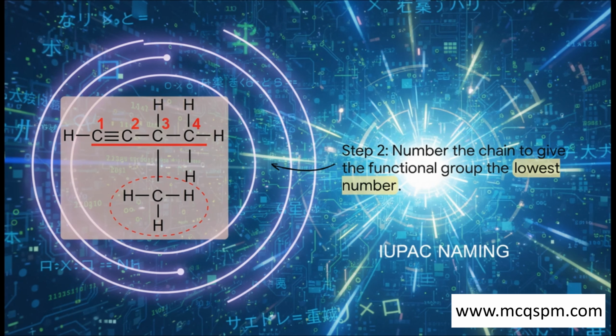So we're going to start from the right side, closest to the triple bond. That puts the triple bond on carbon number 1. And that gives us our suffix, 1-yne.